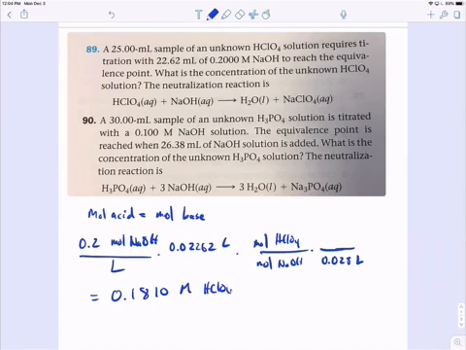And this equals 0.18 molar HClO4. The other question is, does this make sense? And I think it does, because we needed 22 milliliters of 0.2 molar sodium hydroxide to titrate 25 milliliters. That means the concentration of perchloric is going to be less than 0.2, but not that much less. So this answer makes sense.